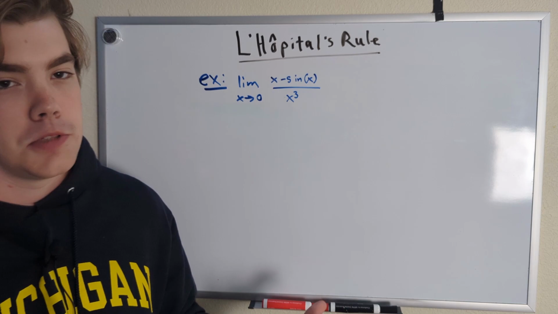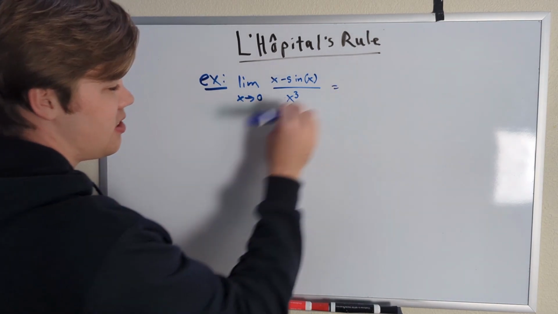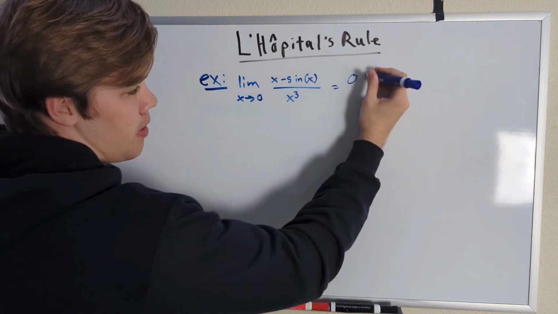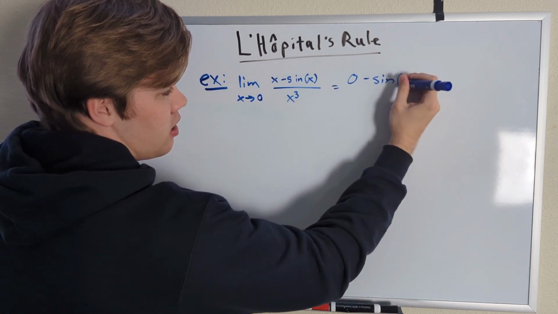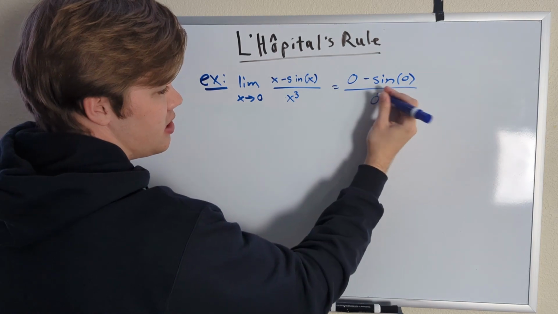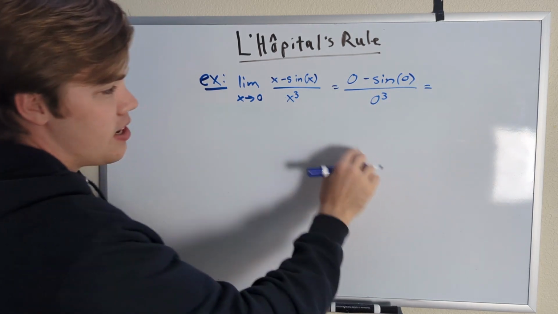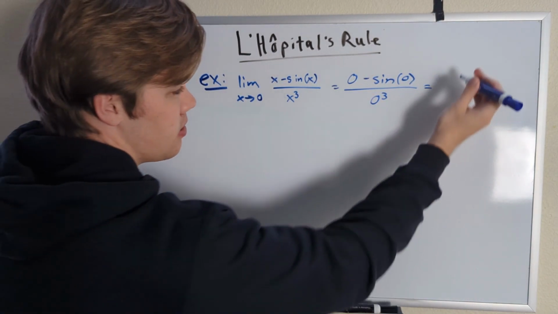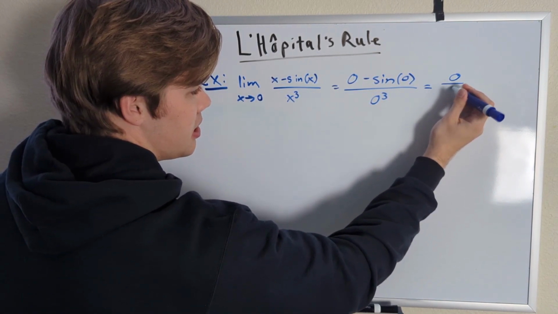Let's plug in 0 and just see what happens. First of all, we just have to replace every x with 0. Obviously, just replacing the x with 0 gives us 0 minus sine of 0 divided by 0 cubed. Now, in our numerator, we have 0 minus sine of 0. If you know your unit circle, you'll know that sine of 0 is equal to 0. And 0 cubed is just 0.